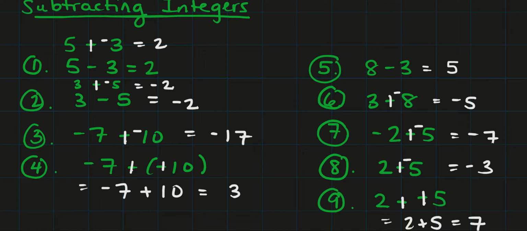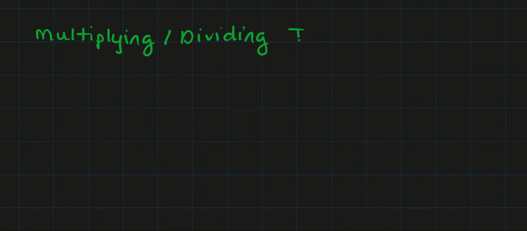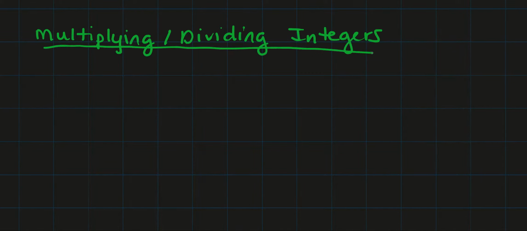Great, now we know how to add and subtract integers. Let's talk about multiplying and dividing integers. So I'm going to make a chart, and this chart is going to help us take care of the signs. Now, we're going to multiply and divide numbers just like normal, and then we're going to worry about the signs later.